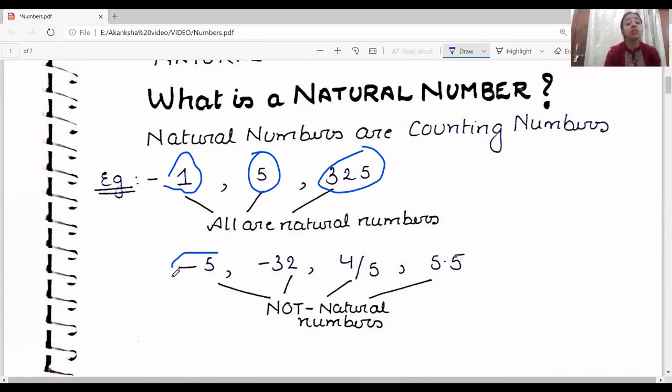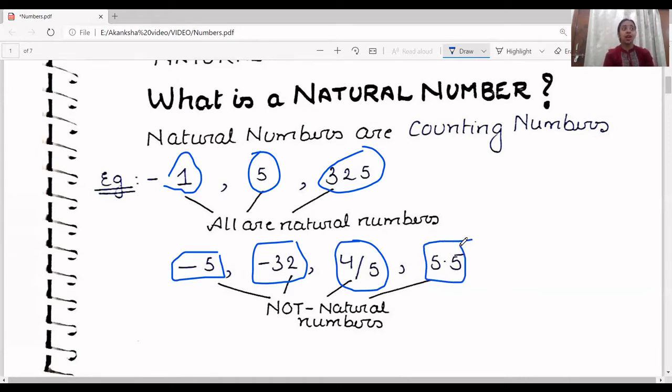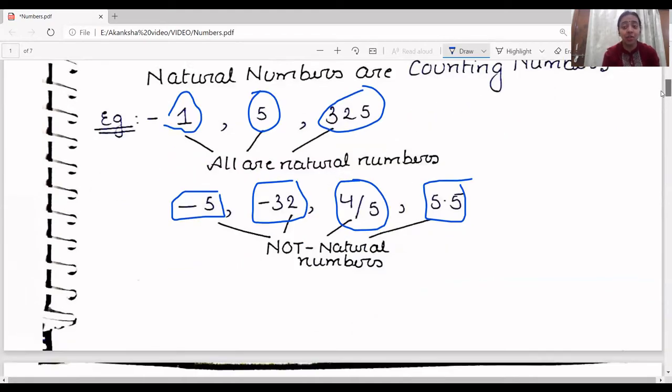Now, minus 5. We don't say minus 5 in natural countings, right? Minus 32, we do not use minus 32 in natural counting terminologies. Or 4 by 5 again. We do not talk about fractions while counting things. Decimal values. Similarly, we do not count decimal values, right? Counting numbers are plain numbers, one, two, three, four. All these are counting numbers, which helps in counting elements. So any number which is a counting number is a natural number. This is the best definition of natural numbers.